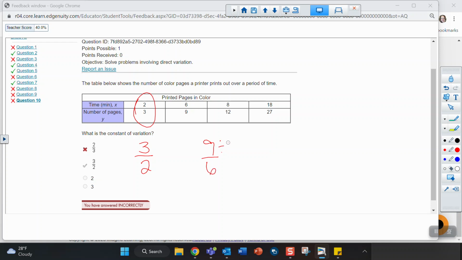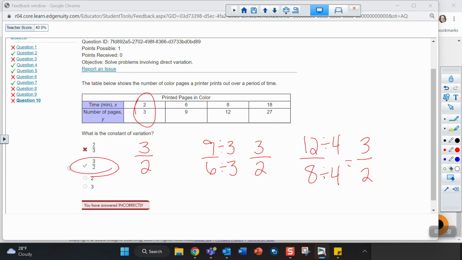If I do 9 divided by 6 and reduce that fraction, 9 divided by 3 is 3, 6 divided by 3 is 2. I can do the same thing with 12 over 8. Divide the top and the bottom by 4, and I get 3 halves again. Same thing with 27 over 18. So it is 3 halves. It's always y over x.